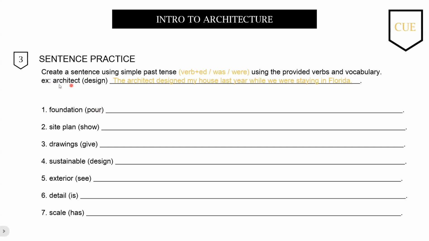So for example, architect is the vocabulary word, and design is a verb. You need to go with past tense, verb ed. So you use designed. The architect designed my house last year. Try to give a time if it's past tense. Last week, last year, yesterday, something like this, while we were staying in Florida.